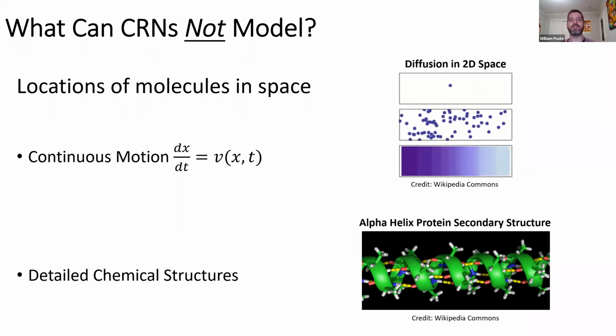I also can't model detailed chemical structures. So if I'm interested in the detailed conformation, the continuous locations of all of the molecules in an alpha helix or another structure of a molecule, a CRN is probably not the right modeling framework. It could model the whole alpha helix and say, how does this helix interact with something else? But it's not going to be able to model the detailed 3D conformation.